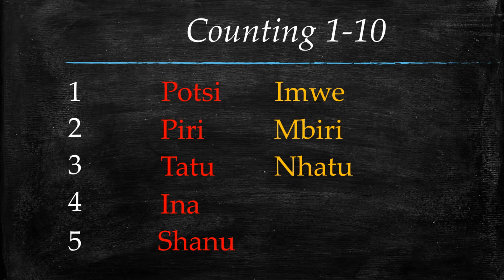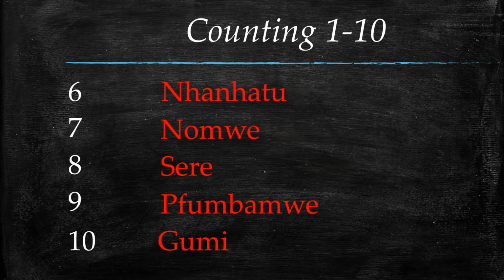Here is just a quick recap of what we covered in the first video. We said number 1 is called potsi or imwe, number 2 piri or mbiri, number 3 tatu or natu, number 4 is ina, 5 is shanu, 6 is called nanatu, 7 nomwe, 8 sere, 9 is fumbamwe, 10 is gumi.